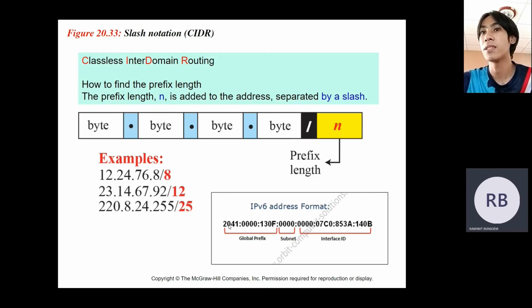IPv6 address format. This is the global prefix and subnet, and this is the interface ID.